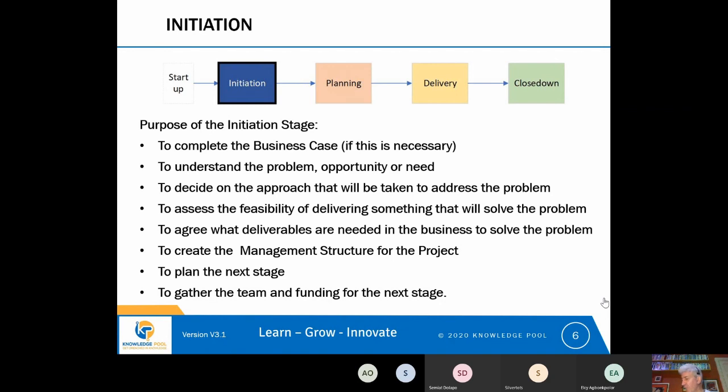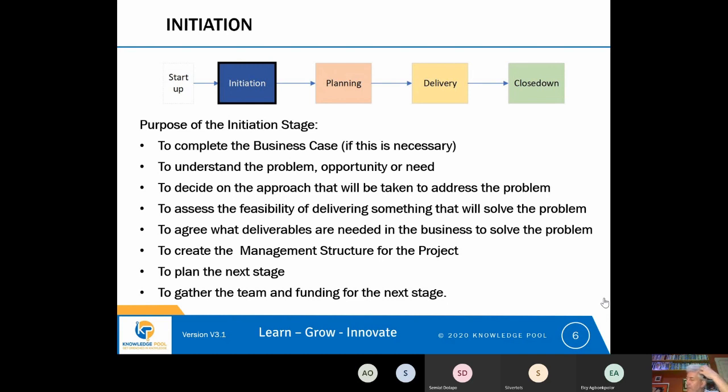Because the business people who want the project are very keen, they may become quite frustrated if the project manager is insisting that certain documents are created during the initiation stage, because the business people see this as being a delay. They see that their problem isn't yet solved, and so they get worried and they get frustrated.